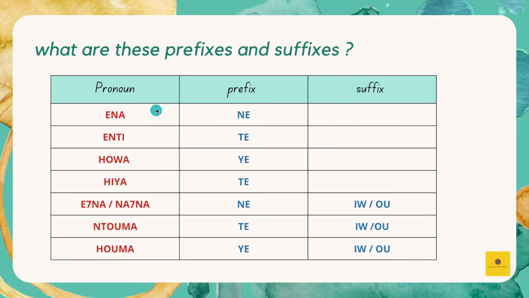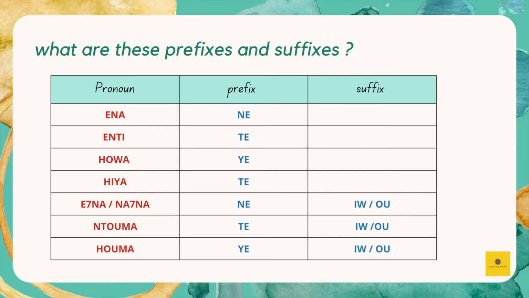Remember that last time we saw the pronouns. So we have أنا, أنتي, هو, هي, إحنا, نتوما and هما. That means I, you, he, she, we, you in plural, and they. So, how does it work when it comes to conjugating the verbs? For the singular pronouns, which are أنا, أنتي, هو, and هي, we need only a prefix. This prefix is ne, te, ye, te.